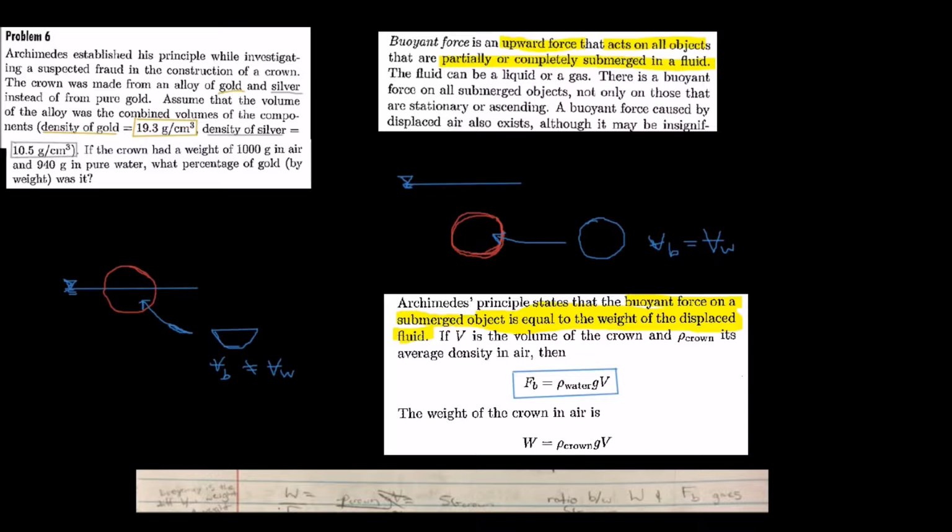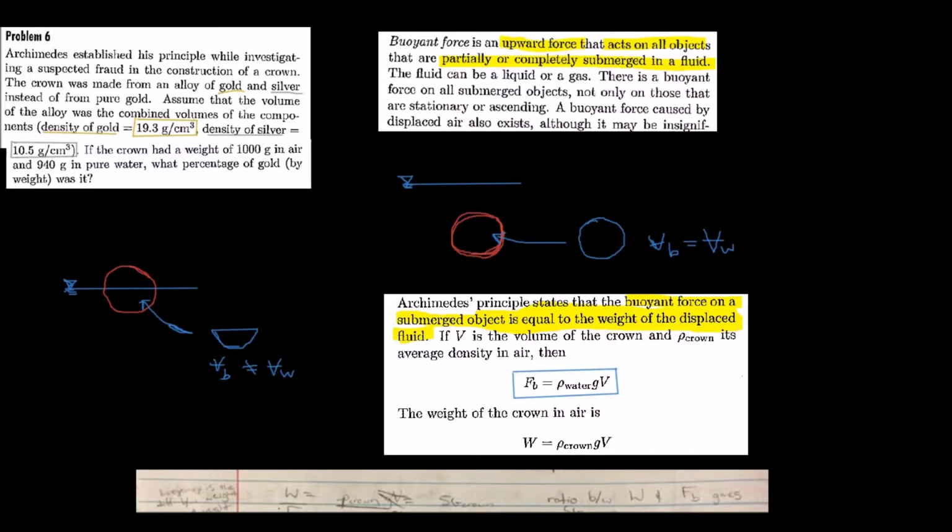So we're going to calculate this, and you see they give us the density of gold, density of silver, and so we're just saying if the weight of the crown is 1,000 grams in air and 940 in pure water, so now calculate the percentage of gold.